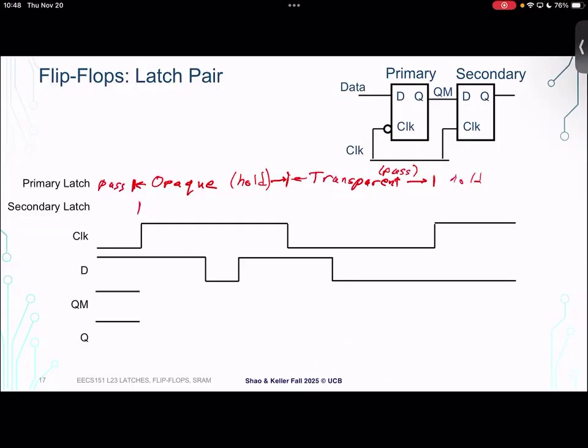The secondary latch is doing the opposite, right? So when the clock is high, the secondary latch is going to pass the data. And then when the clock is low, it's going to hold the data. Pass, hold, pass, hold.